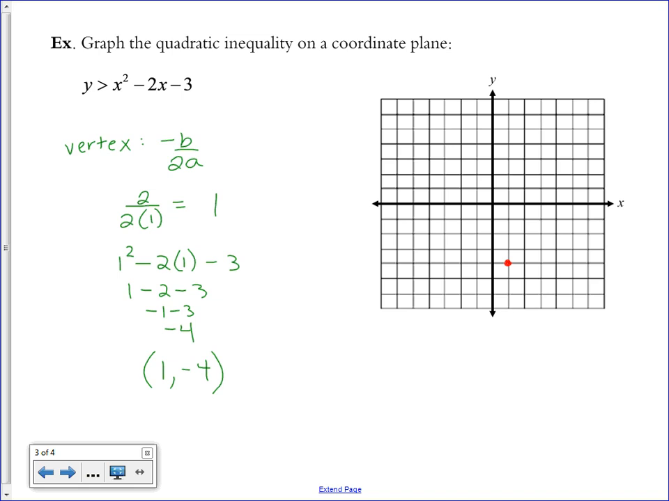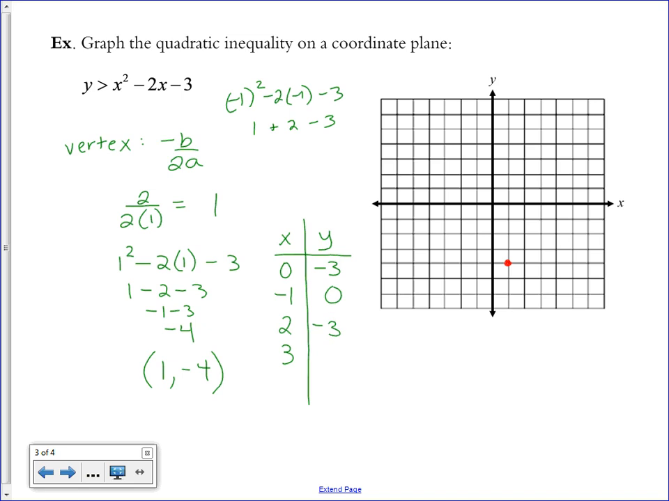And then I need more points to graph a quadratic, or to graph a parabola. So I'm going to plug in two things that are on the left of my vertex and two things that are on the right of my vertex. Create an xy table. So to the left of 1, the next two numbers we have are 0 and -1. And to the right of 1, we have 2 and 3. I'm going to plug those into the original inequality, or equation, and figure out the corresponding y values. Let's see, -1. This is going to be symmetric, and do the same thing on the other side. Plot the rest of these points.